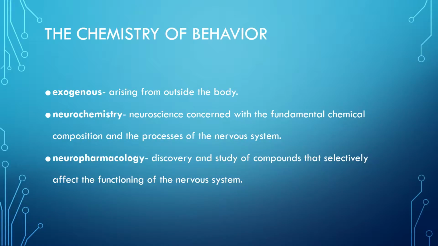Okay, so this is the introductory page, and the first term they discuss is exogenous, which means arising from outside the body. So that could be any drug from LSD to ibuprofen. Neurochemistry is the neuroscience concerned with the fundamental chemical composition and the processes of the nervous system. Neuropharmacology is the discovery and study of compounds that selectively affect the functioning of the nervous system.